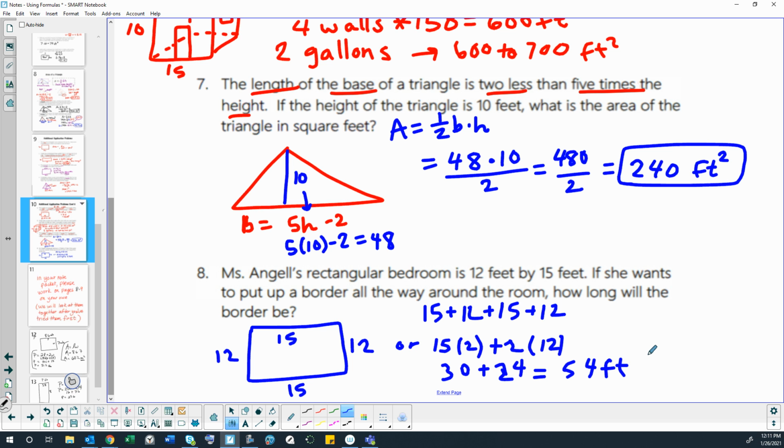Like, I know if you're anything like my teenagers, you like to put maybe LED rope light or something fun around your room you can control with your phone and change the colors, and maybe not that fancy, but okay. So perimeter when it goes around, area when it fills it in. Question?